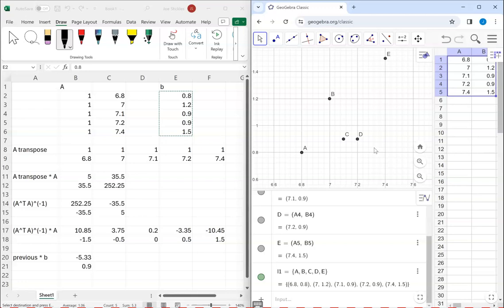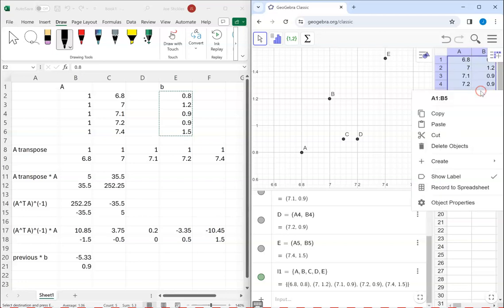We could solve this in GeoGebra the same way. From a list of things, I'm not going to do it here because I don't want to take the time. But if I do the same thing and highlight it, I can also create a matrix. So if you type in those coefficients like we had in Excel, I can create a matrix, and then I can do the transpose of that matrix and do all the multiplications in GeoGebra as well.